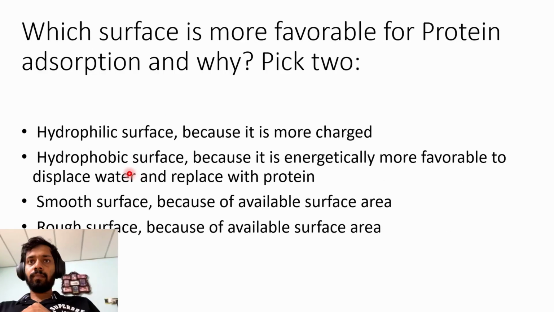Okay, so the next question reads, which surface is more favorable for protein adsorption and why? Pick two correct options. Is it a hydrophilic surface because it is more charged? Is it a hydrophobic surface because it is energetically more favorable to displace water and replace with protein? Is it a smooth surface because of the available surface area? Or is it a rough surface because of the available surface area?